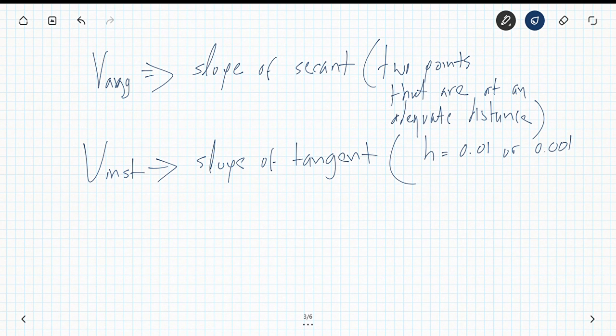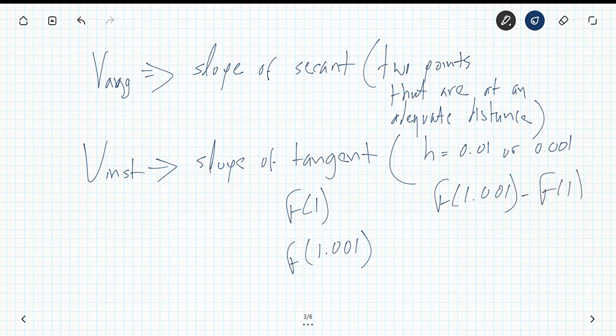So for example, say I wanted to know the instantaneous rate of change of my function at 1. So my next point should be 1.001. Okay? And now I'm going to take the slope of those values. So it's going to be f of 1.001 minus f of 1 over the change in distance. So the change in distance is going to be 0.001.